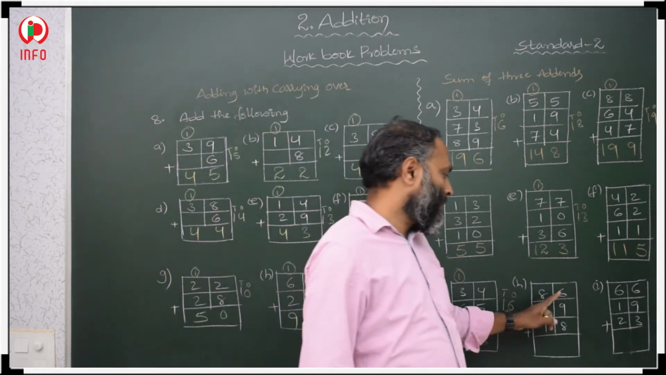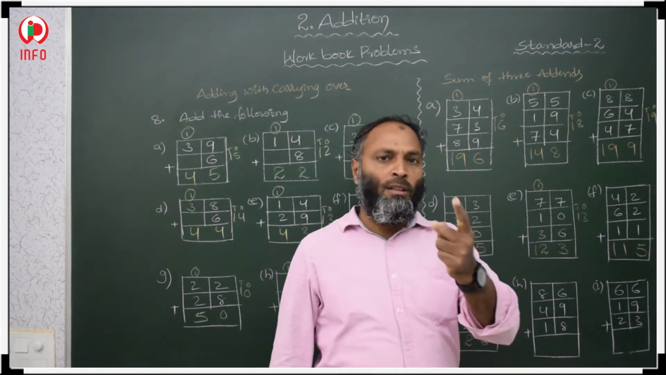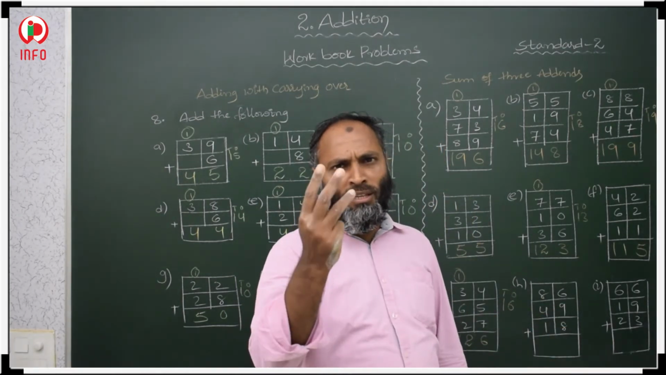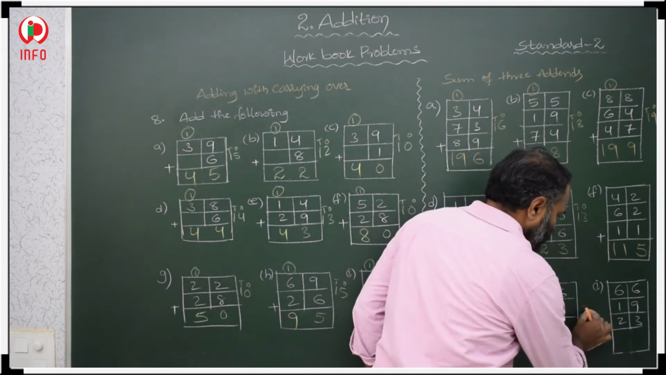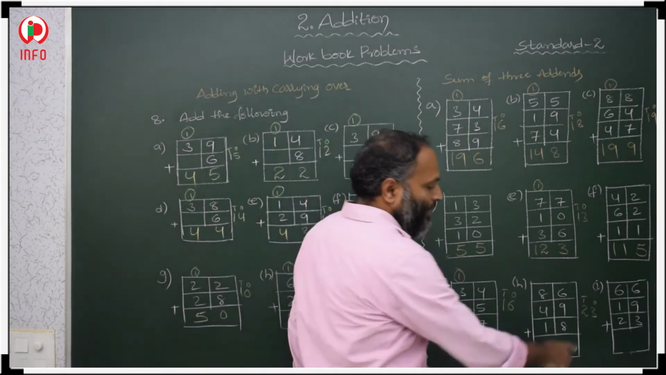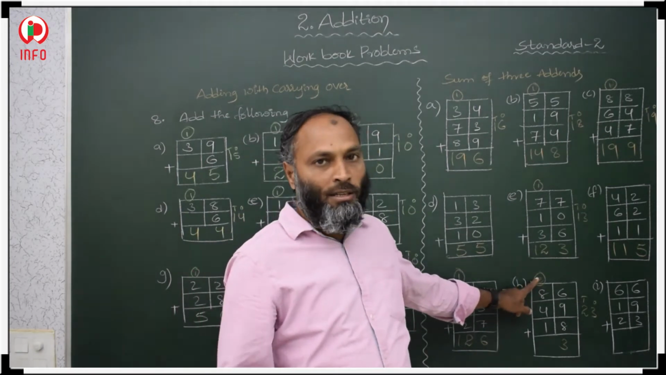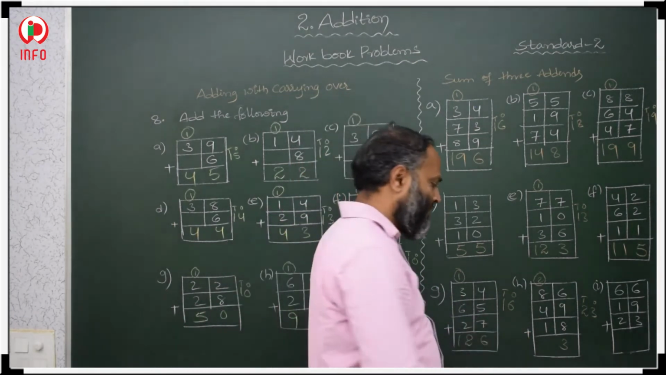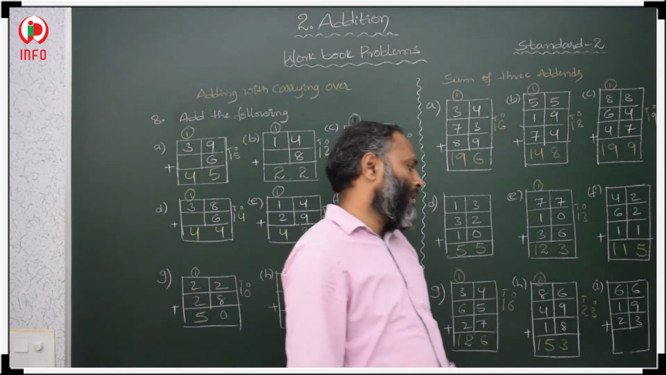Now 6 plus 9, 6, 7, 8, 9, 10, 11, 12, 13, 14, 15. 15 plus 8, 15, 16, 17, 18, 19, 20, 21, 22, 23. 23. This is in ones place, this is in tens place. Then ones place 3 and in tens place 2. 8 plus 2, 8, 9, 10. 10 plus 4, 14. 14 plus 1, 15. 153. Now the last question.